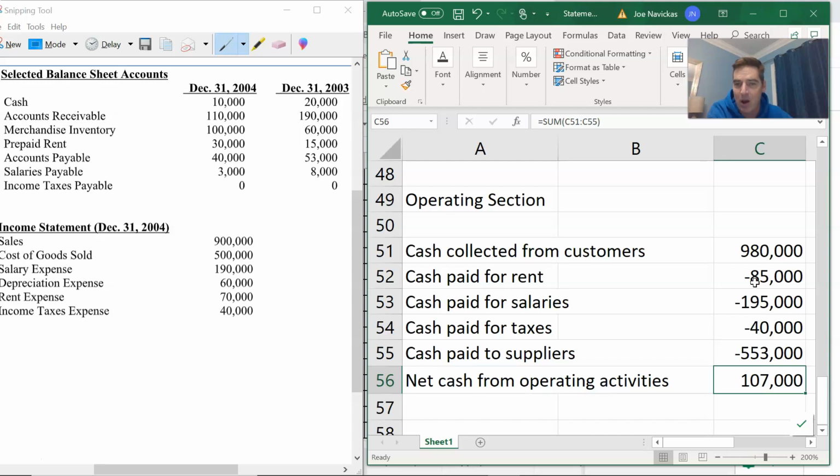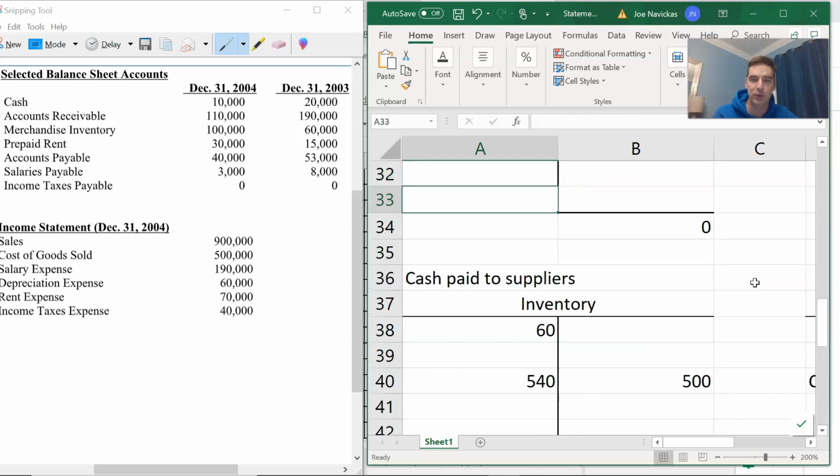So that's how I went over the first 2 last week. They're the final 4. You have your lines in there to show your calculations, and we're good to go. Okay, so that is the statement of cash flows.